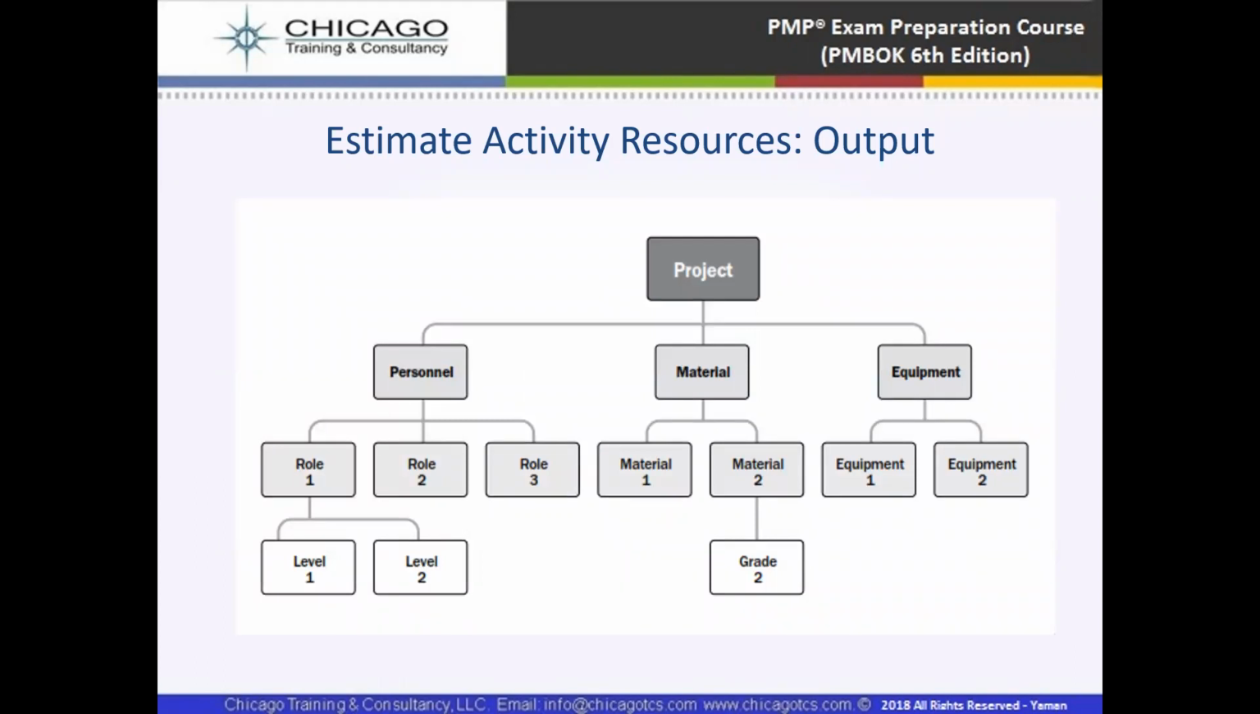Also, here you can see the estimate activity resources output as a hierarchical representation. You can see the materials, and the project has this type of materials in a hierarchical chart, not a flow chart. And then we have equipment, and then we have persons: what the roles and responsibilities are, and at which particular level these persons are.